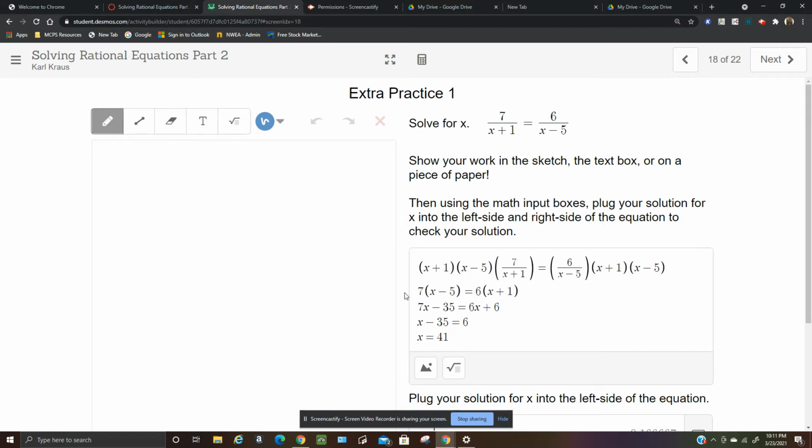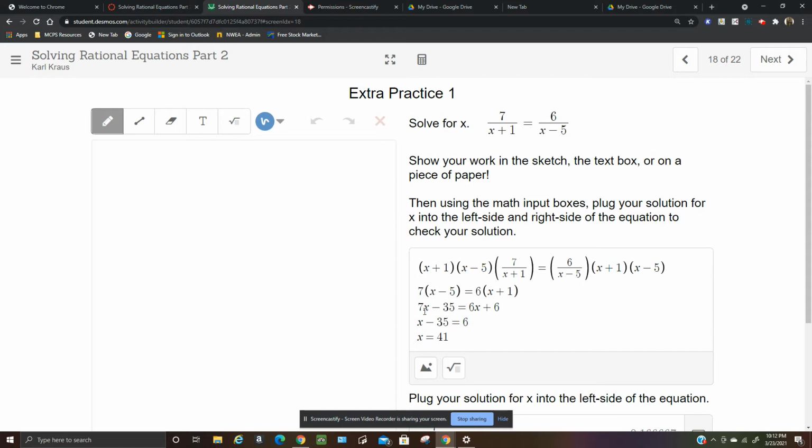So if I cross multiply, this cancels, and I have 7 times x minus 5, which would be the same as cross multiplying here. I multiply these two together, the x minus 5 cancels, 6 times x plus 1, same as cross multiplying. So that's why cross multiplying works. It's the same as multiplying by the least common denominator.